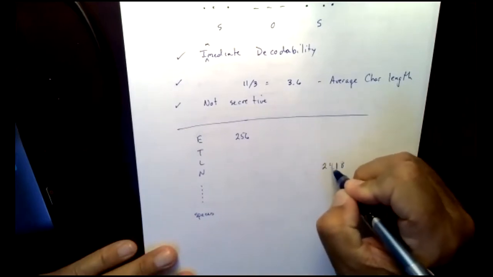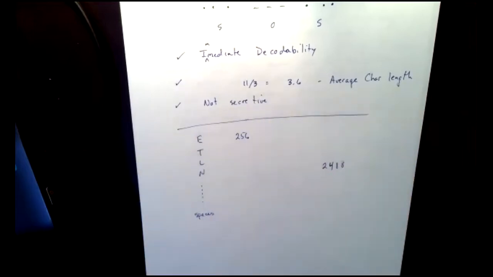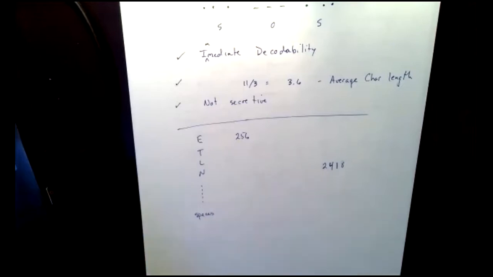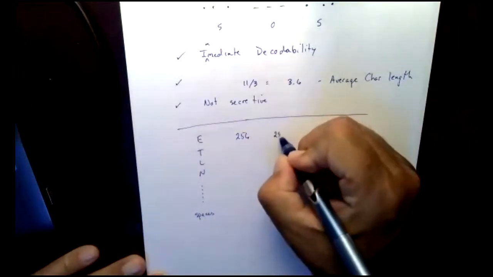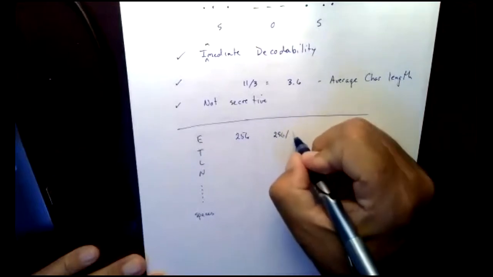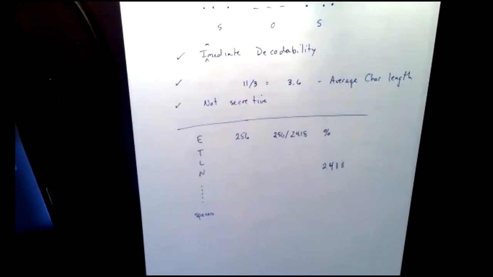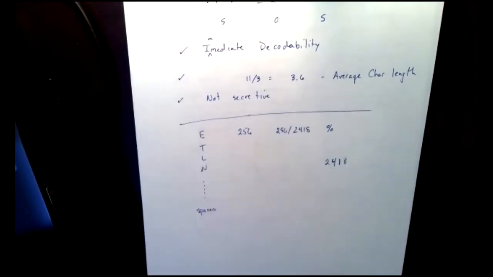2,418 characters, could I figure out what percent of the time the E came up and why E is considered the most popular in Morse code? Well, yeah, I would take 256 and divide it by 2,418 and I would get some kind of percentage, okay, of what that came up. And if I added all of my percentages up, it would come out to be 100%.